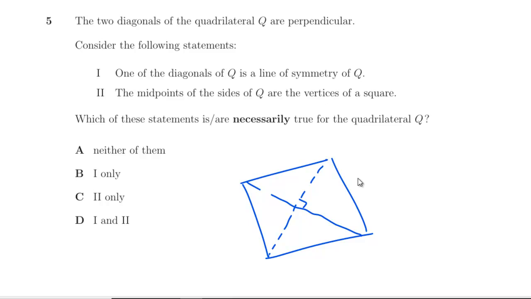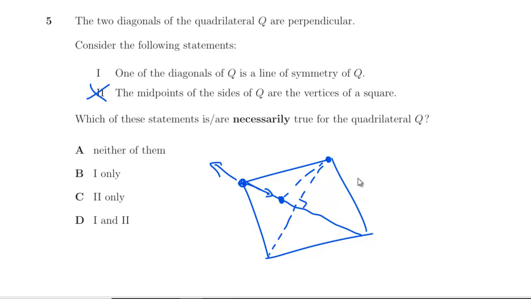The midpoints of the sides of Q are the vertices of a square. One of the diagonals is a line of symmetry. Well, no, that can't be right. We could take this corner and move it in and out, and it wouldn't affect the fact that the diagonals are perpendicular. So we could move it down here, in which case we could do the same with the line of symmetry. Moving one corner inwards or outwards is definitely going to make part 2 not necessary, because there's no way that's going to keep it as a square.